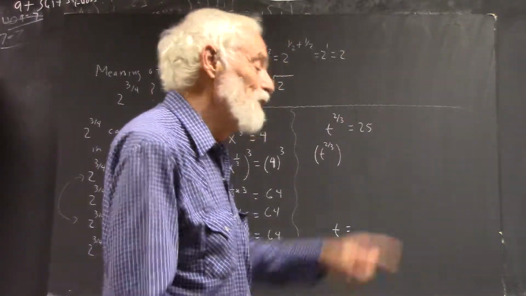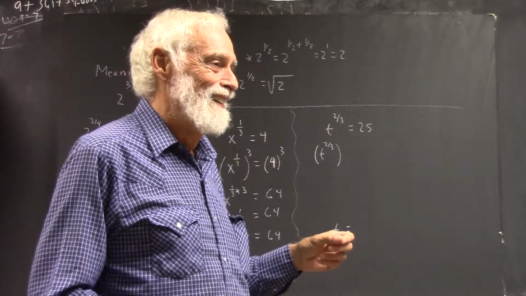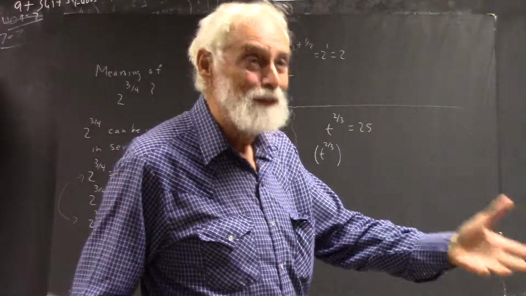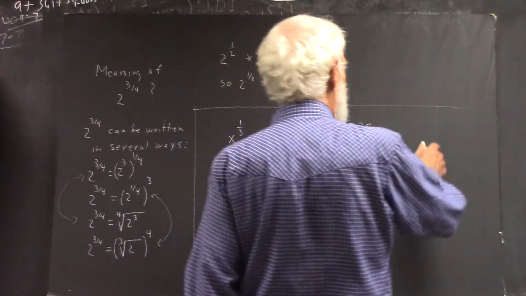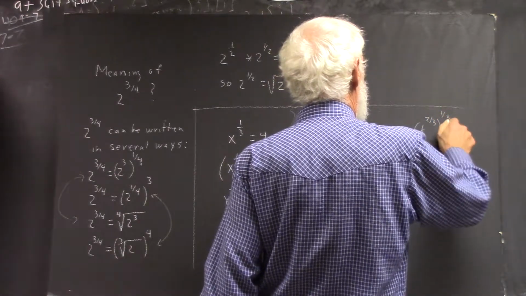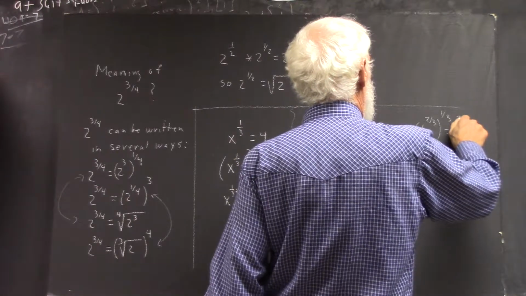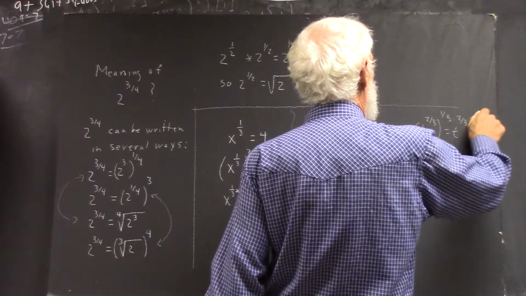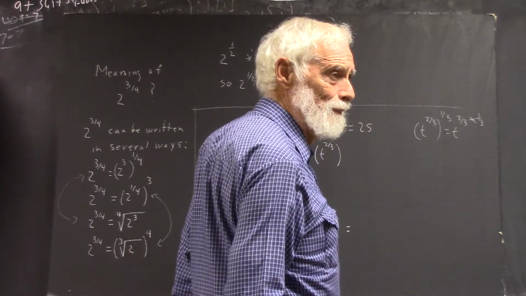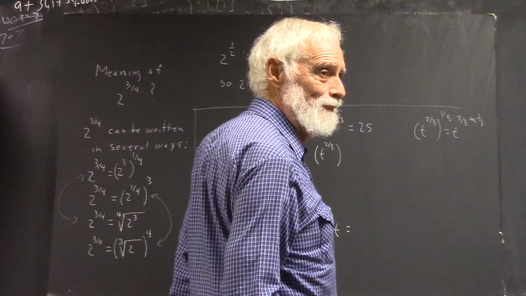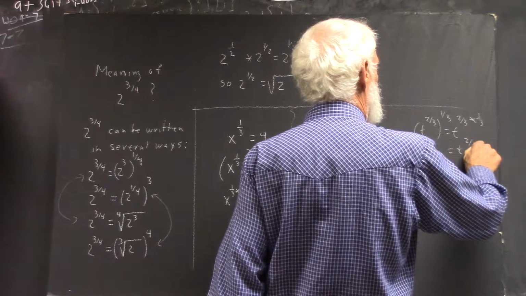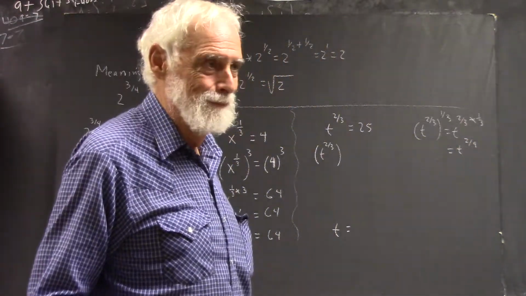You look like you've got a brainstorm. Go ahead. Is it 1/3? No, but let's see why not. Thank you, I'm glad you answered. Let's see. t to the 2/3 raised to the 1/3 would be t to the 2/3 times 1/3. Well, what's 2/3 times 1/3? It's 2 to the 2/9.